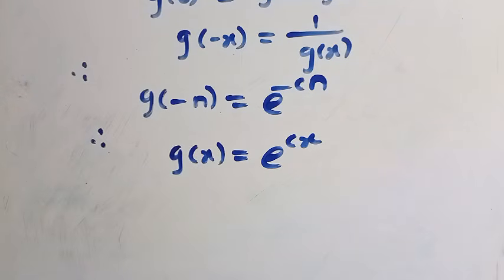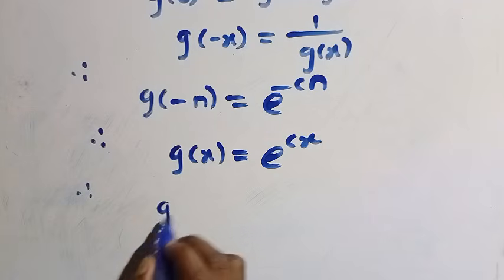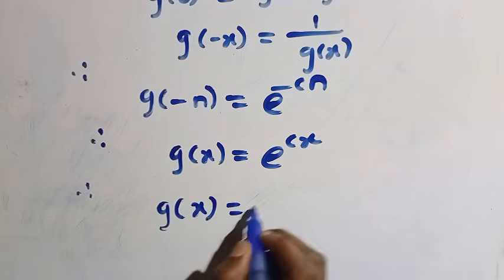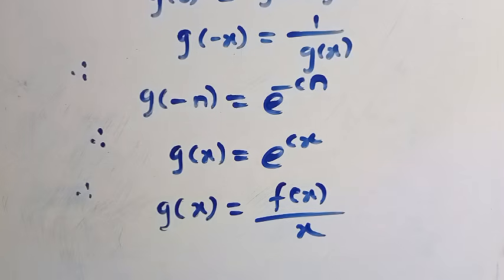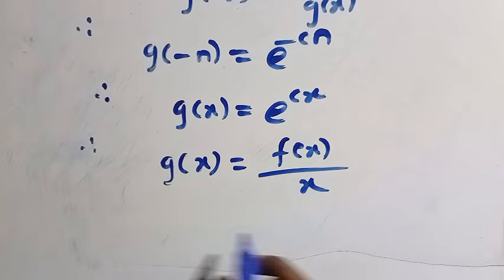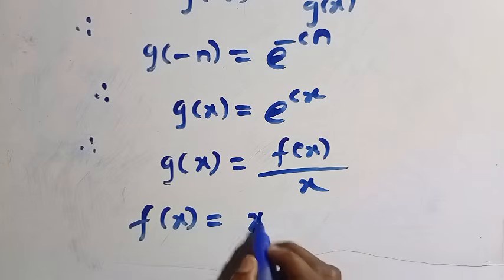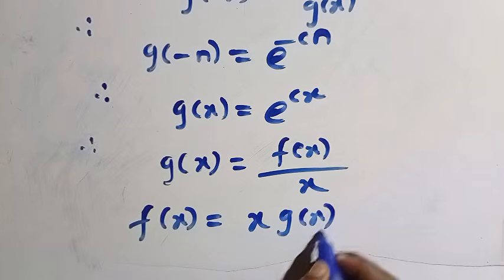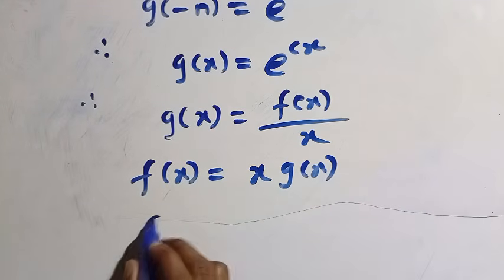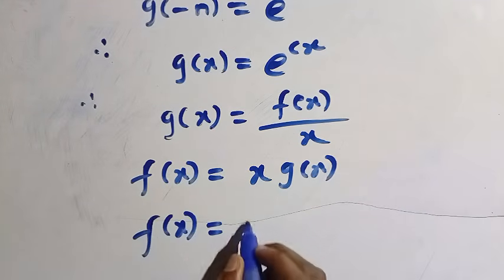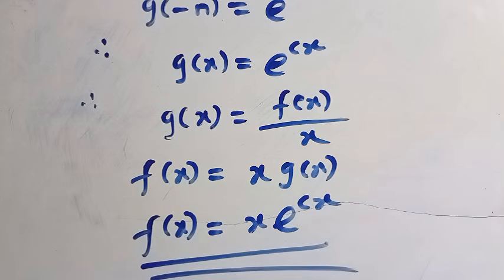But this is not the solution. What we need is f of x. If you recall, we let g of x equal f of x divided by x. Making f of x the subject, we have f of x equals x multiplied by g of x. But g of x here is exponential cx. We then have f of x equals x exponential of cx. This is the result to this problem.